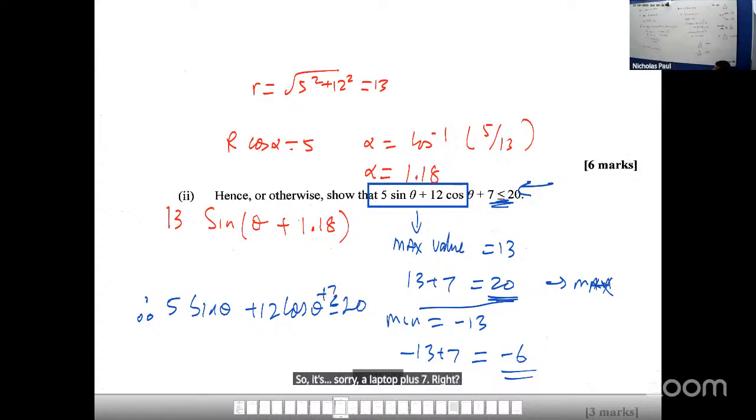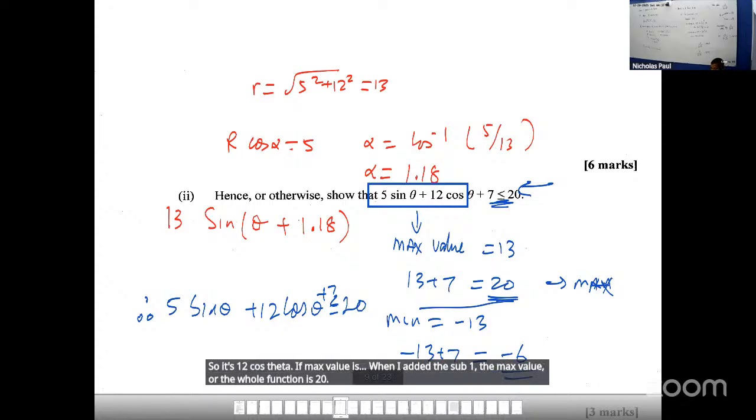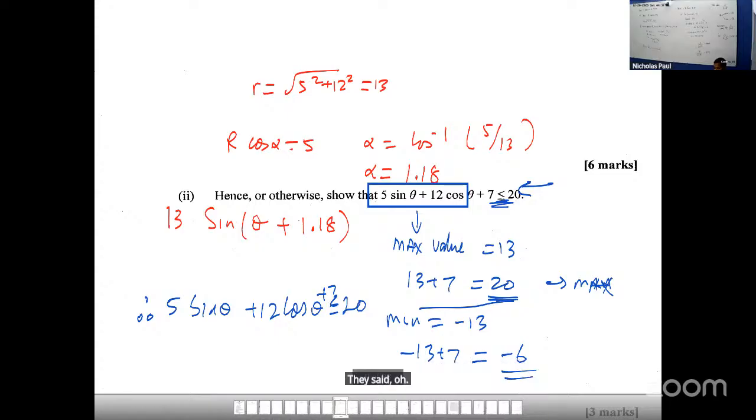Right? So there's nothing to really work out. All you have to do is just say that 5 sine theta plus 12 cos theta, its max value is 13. So when you add it to 7, the max value of the whole function is 20. So it will always be what? Less than or equal to 20. There's a little bit different, so I want you to try it.